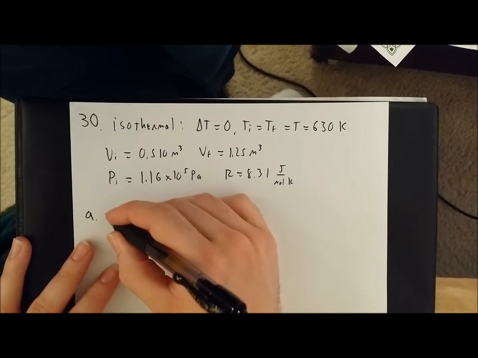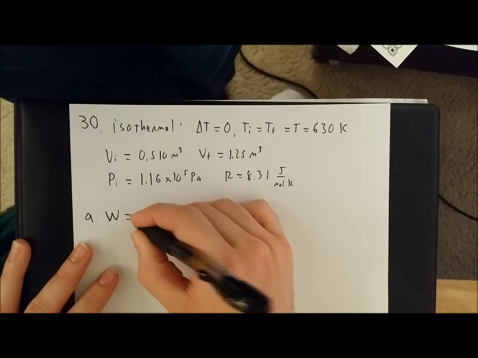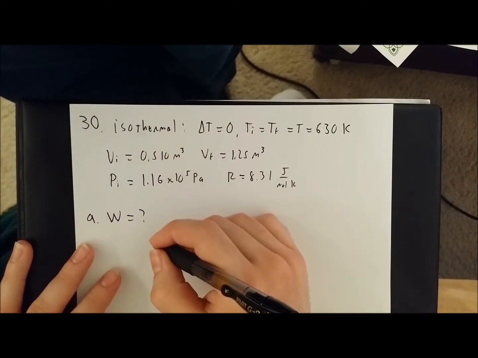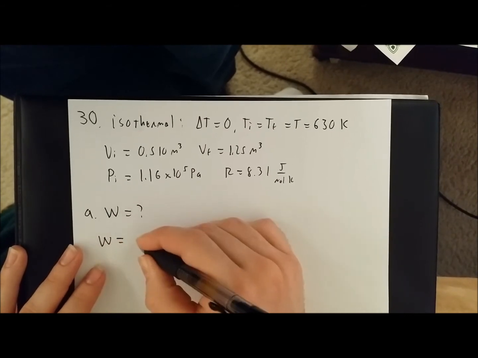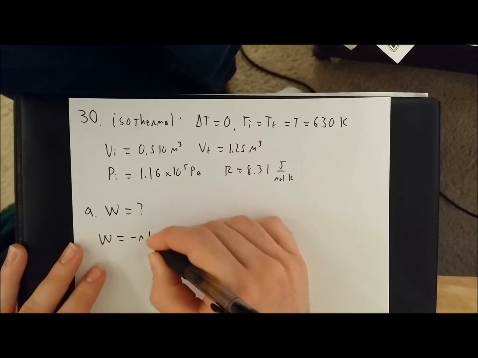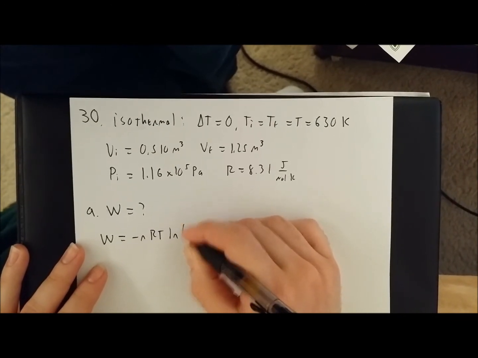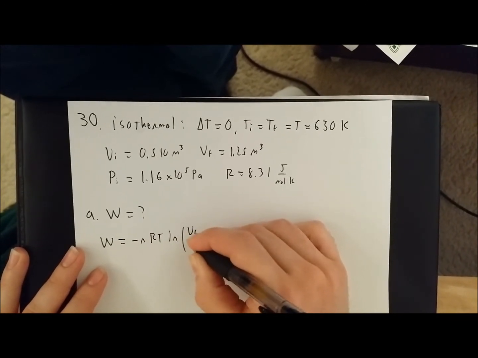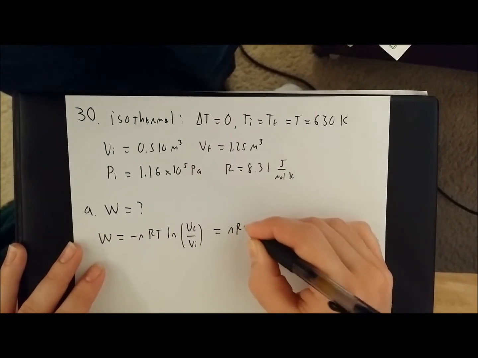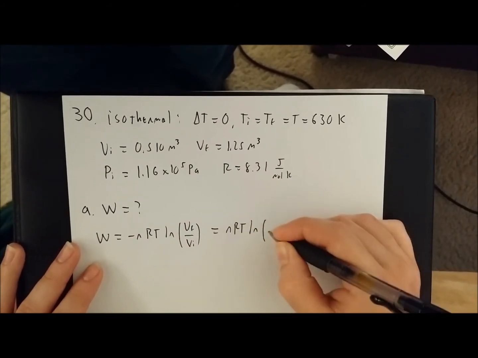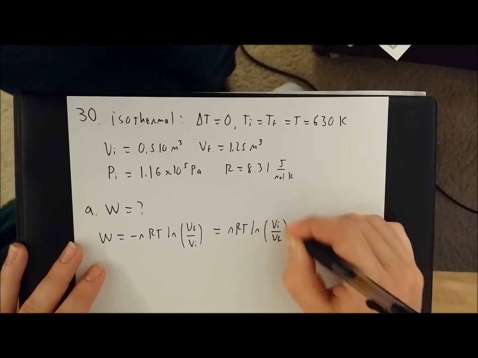All right. So in part A, we're tasked with finding the work done on the gas. So we need to use the expression for work done on the gas in an isothermal process. That's equal to minus nRT times the natural log of V final over V initial. And as you remember from class, we can take that negative inside the natural logarithm and just flip the fraction.